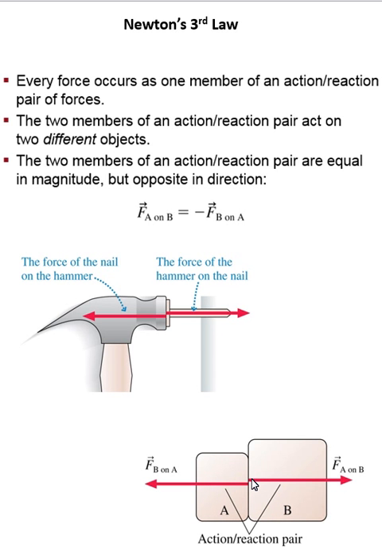The force of A on B, which is to the right. This is the force, the agent of which is A and the object is B. But then B will push back on A, and that will be this leftward pointing force, F of B on A. The agent for the leftward force is B, and the object is A.